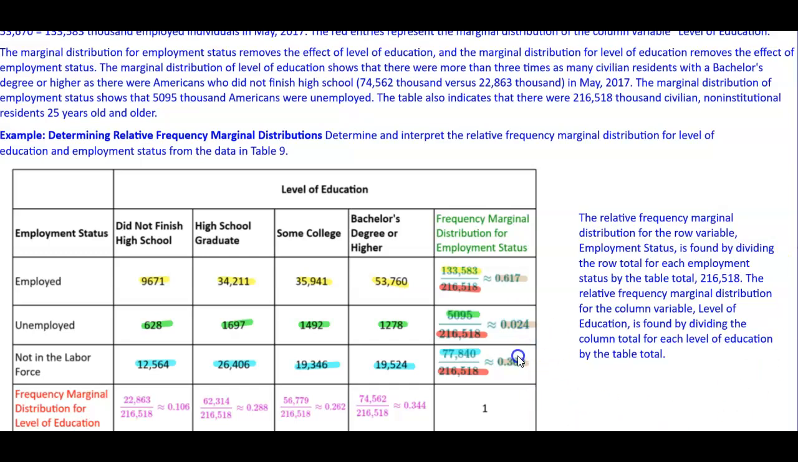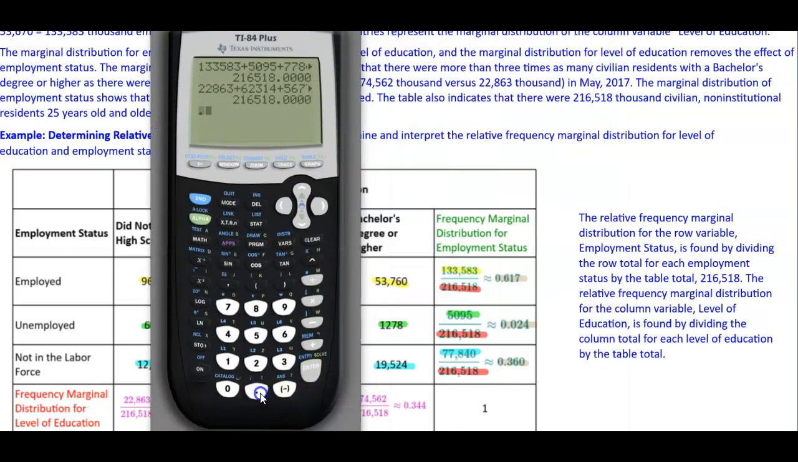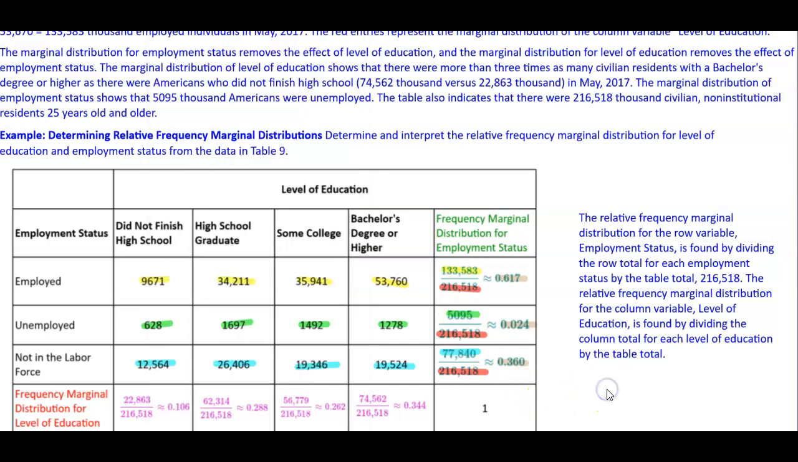So when we add these three values together, it should give us a total of 1. Let's go ahead and check that to make sure that we're good here. If we take 0.617 plus 0.024 plus 0.360, that gives us a total of 1. Now, it's approximate, which is 1.001, but it gives us a total of 1.